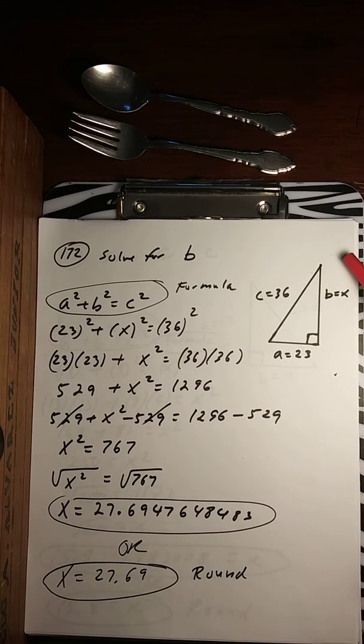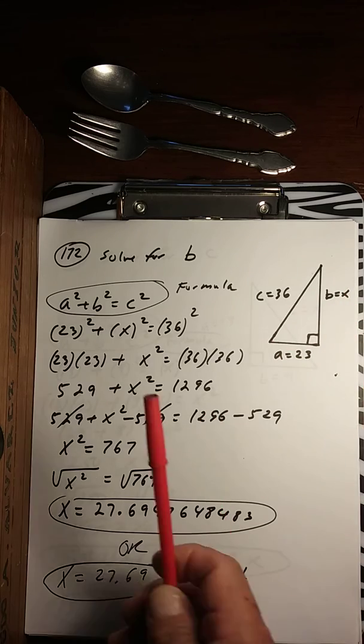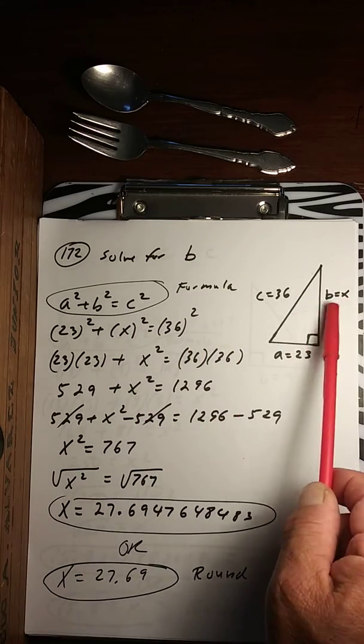Pythagorean Theorem again. A squared plus b squared is c squared. So we're missing this part right here. So put the numbers we have. We have 23 plus the mystery number right here, x is b. B is x.